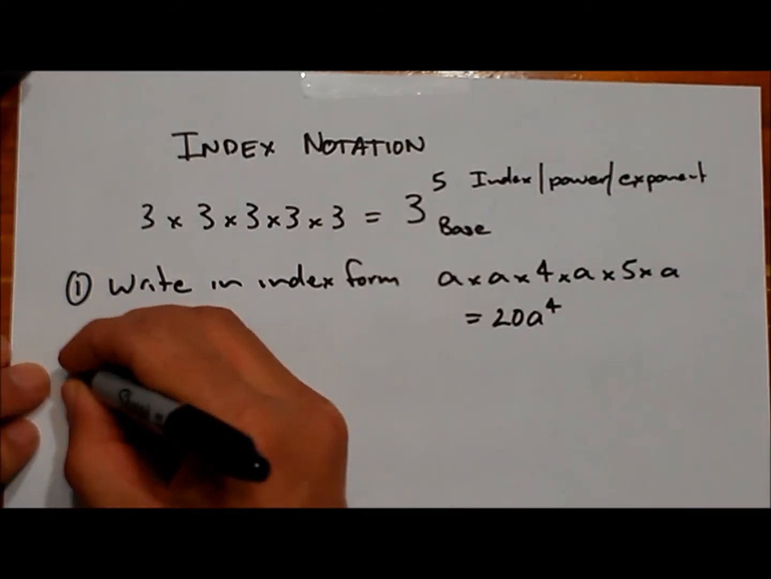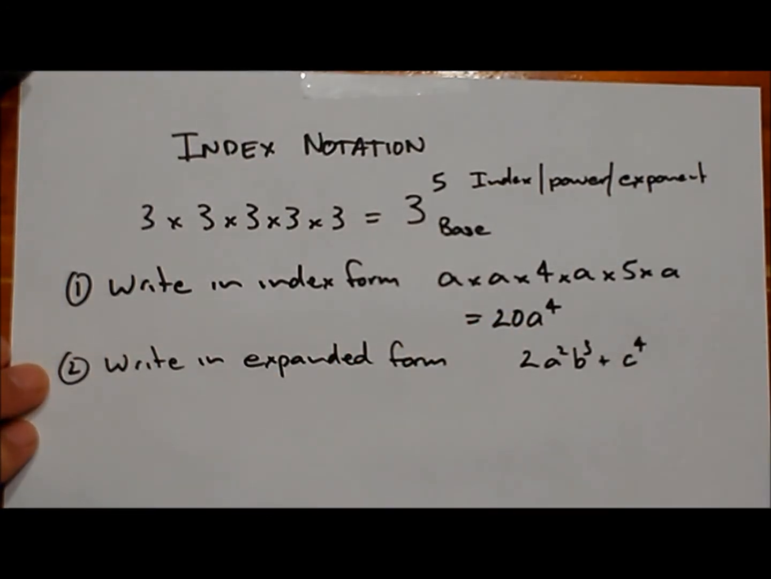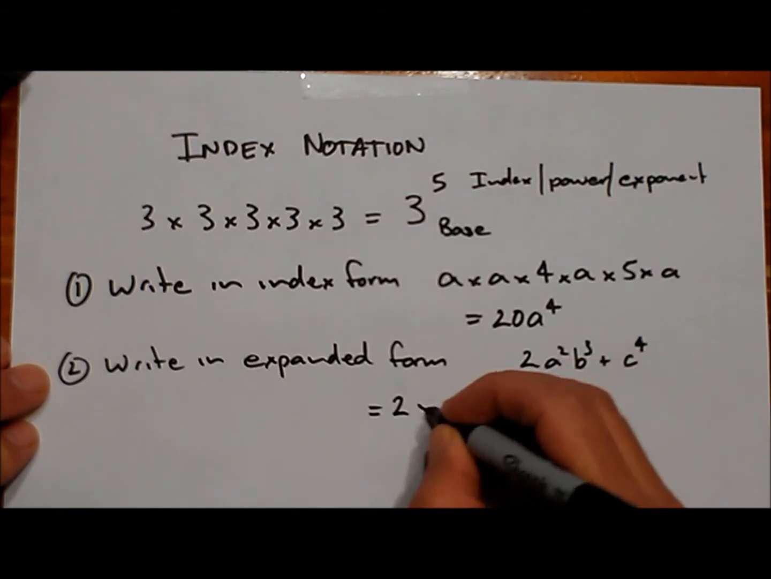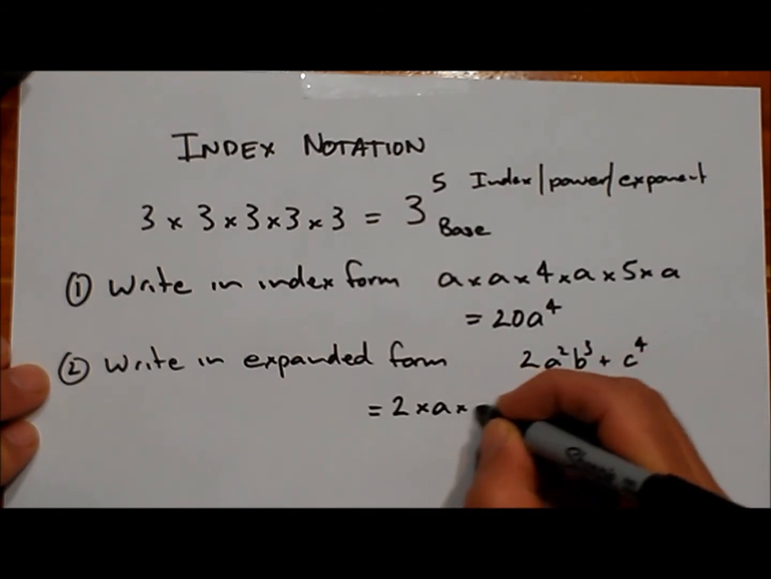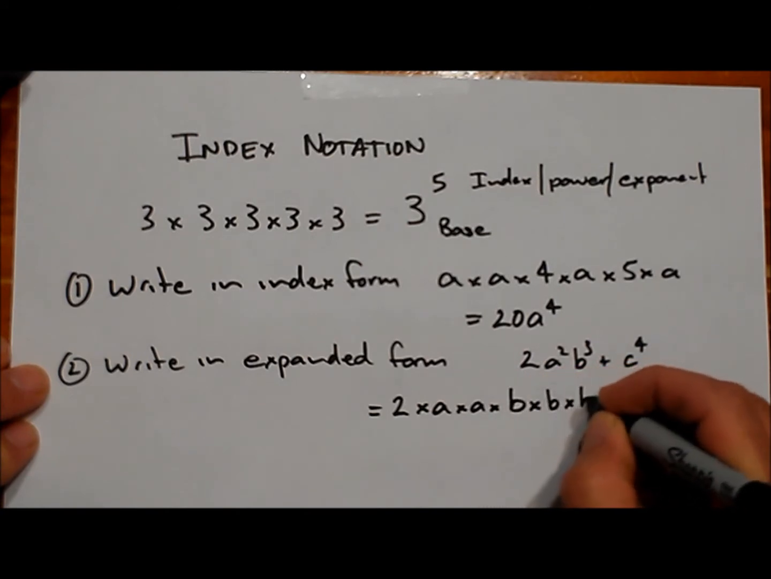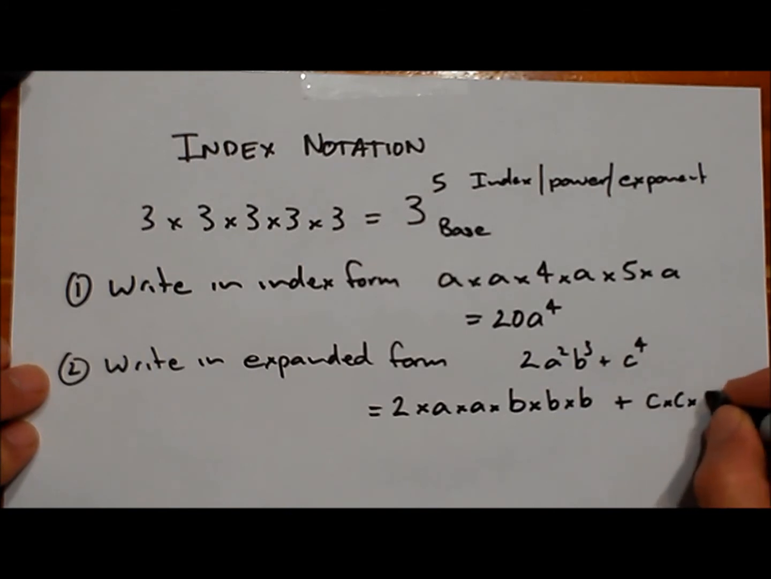Sometimes I may need to expand, and so in this case it's actually 2 terms. I'd call this one term, that another term. I'd be writing it as the 2 out the front. A squared is a times a, b cubed, b times b times b. The plus goes in here, c to the 4, c times c times c times c, and that's expanded form.